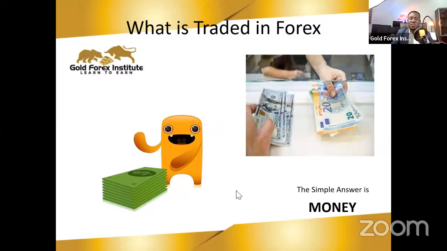Now, what is traded on the forex market? The simple answer is money. Now, think of forex as buying shares in an economy. Let's say Ghana. Now, if you see the Ghana economy to be strong, and you expect the economy to boost in the near future, you buy the currency against other currencies. Right? Now, if you see the economy to be weak and you expect it to be even weaker, you sell the currency against other currencies.